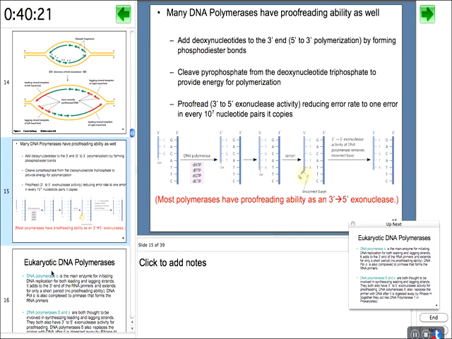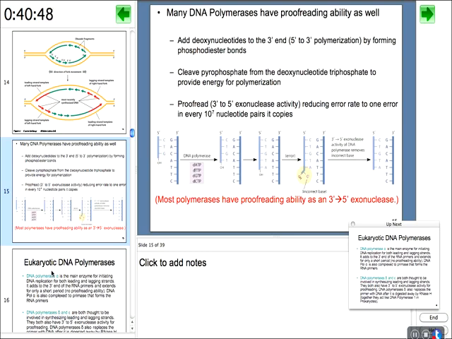So most polymerases have proofreading ability as a 3' to 5' exonuclease, so they can cut off the 3' end if it's incorrect. They can't go further back. They can cut off 1, sometimes 2 nucleotides, but that's it. They can't go back to any strand, but they can cut off just the end. That actually reduces the error rate in new DNA. So this becomes important in preventing mutations.